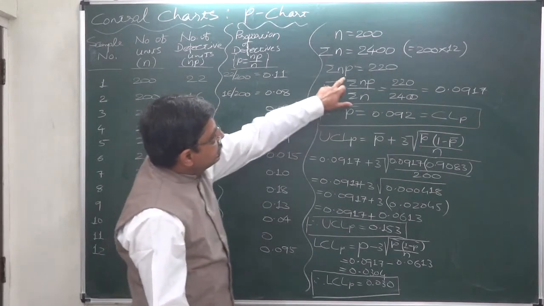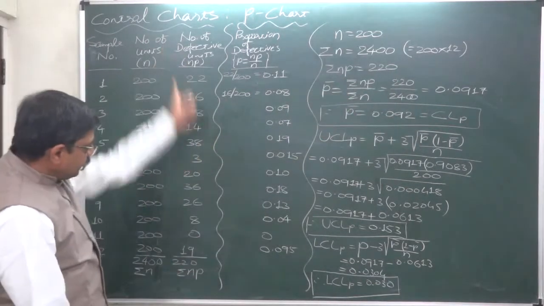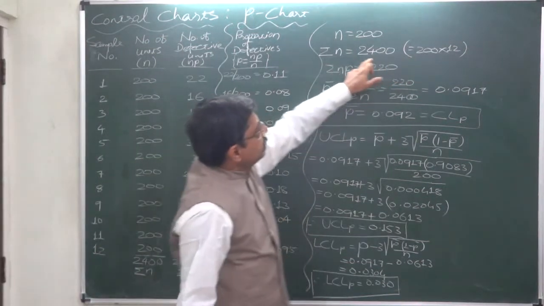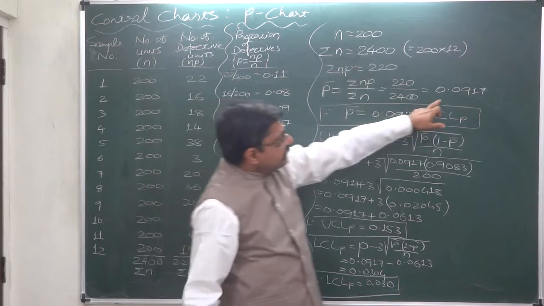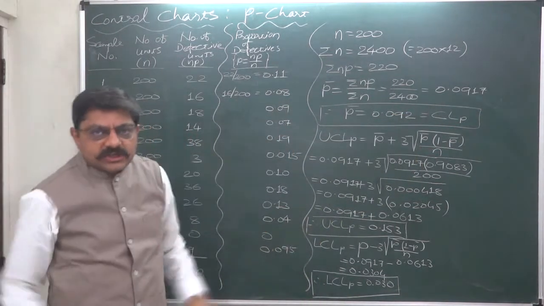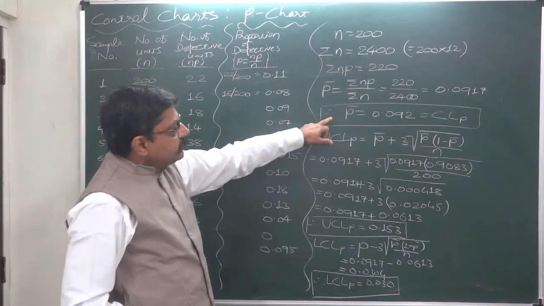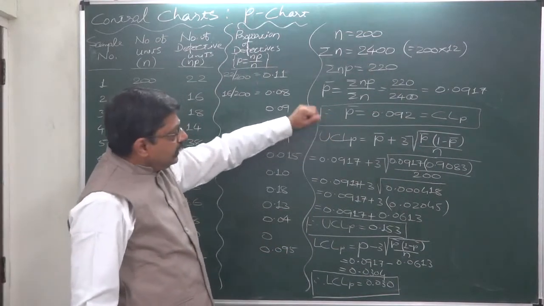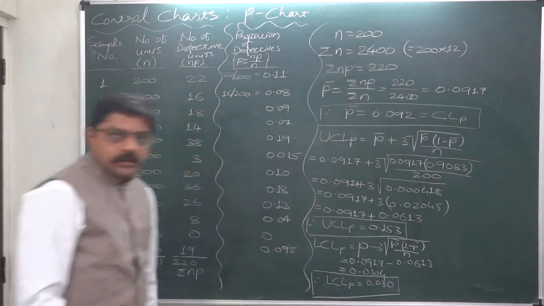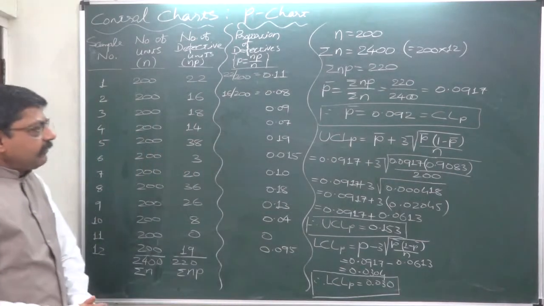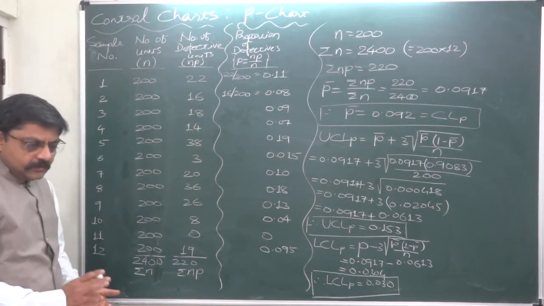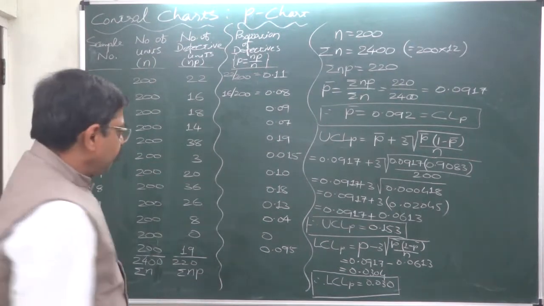Yes, P bar is sigma NP, that means summation of number of defectives in all samples divided by total number of articles in all samples. That is the average proportion of defectives in this particular study. That becomes our central line. Then on the basis of this we can calculate the upper control limit and lower control limit. Now we have the upper control limit, lower control limit and central line. So we can plot these on graph paper.